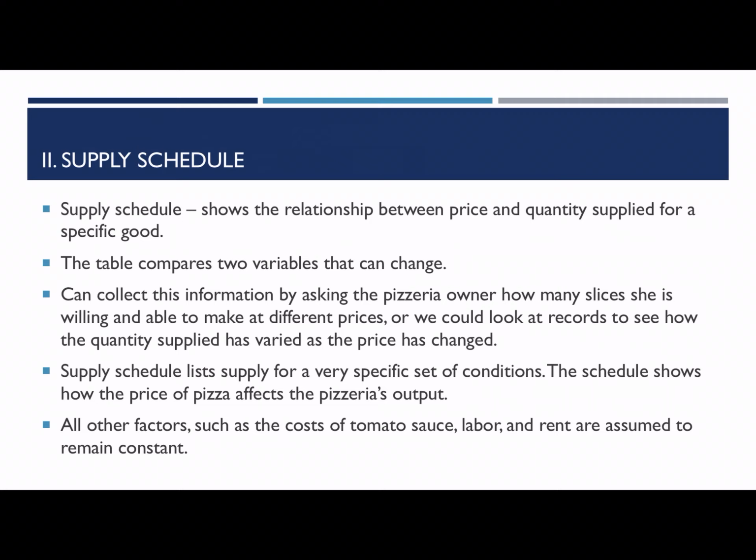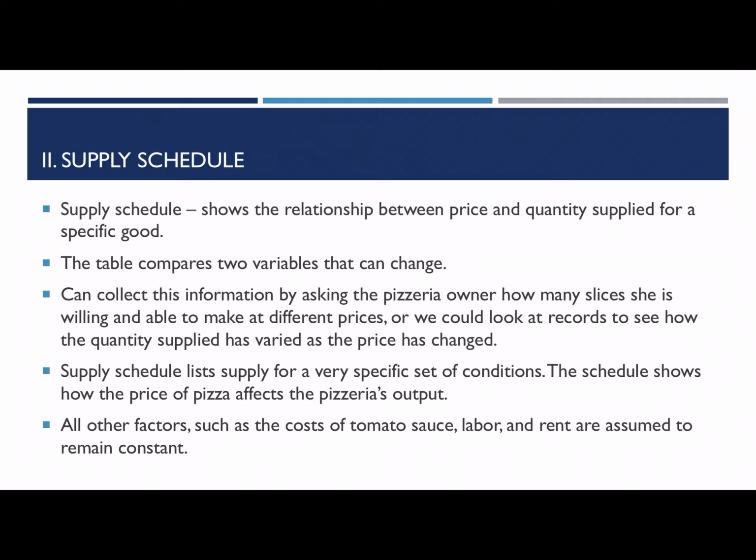All right, part 2, supply schedule. Like demand, a supply schedule shows the relationship between the price and quantity supplied for a specific good. The table compares two variables that can change. We can collect this information by asking the pizzeria owner how many slices he or she is willing and able to make at different prices, or we could look at records to see how the quantity supplied has varied as prices have changed. Supply schedules list supply for a very specific set of conditions.